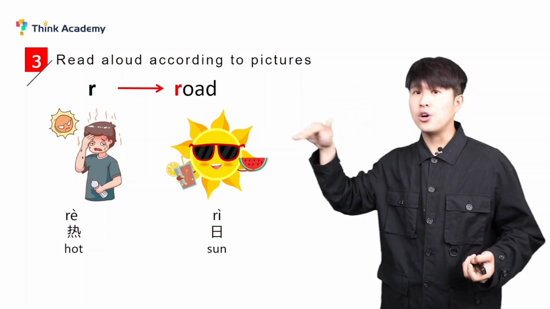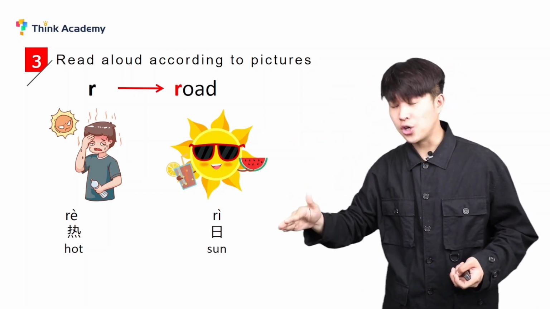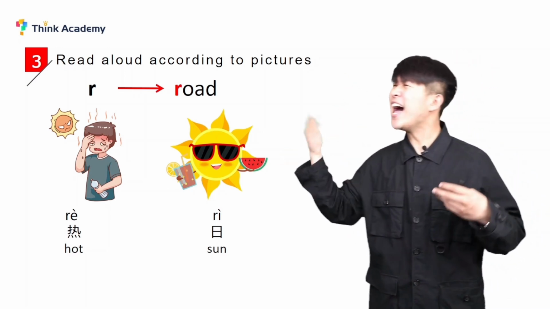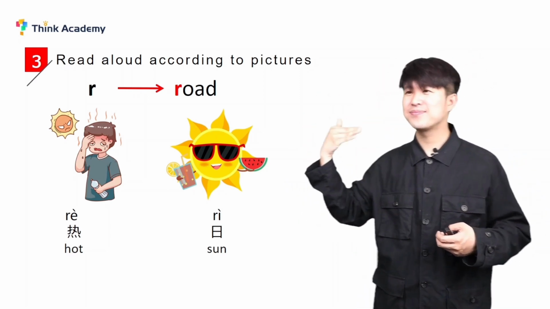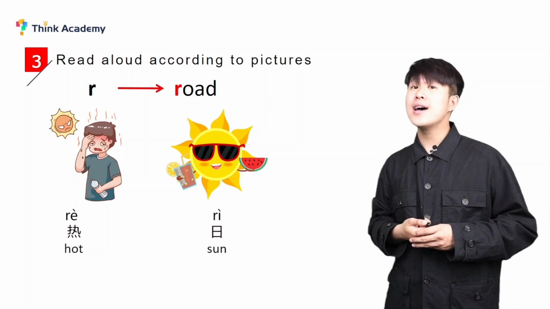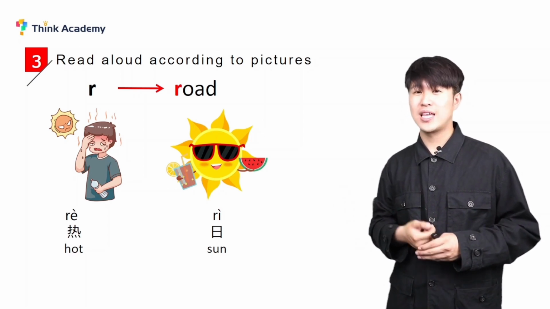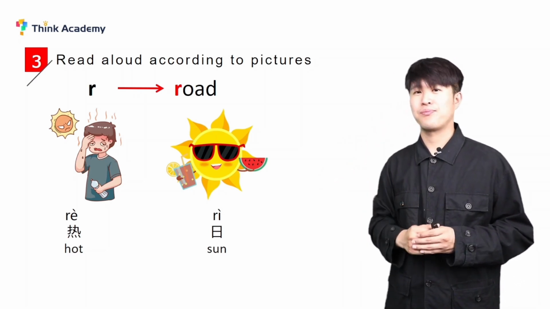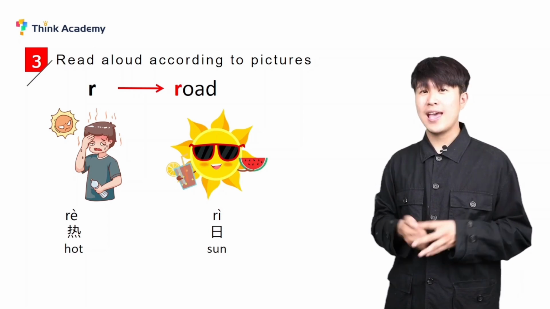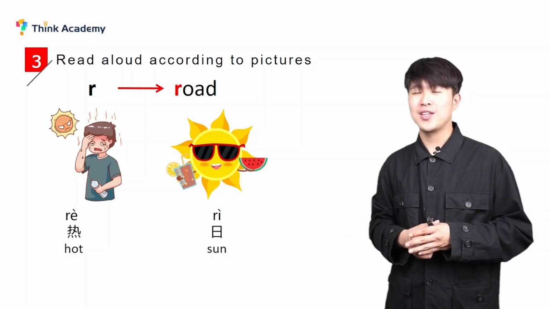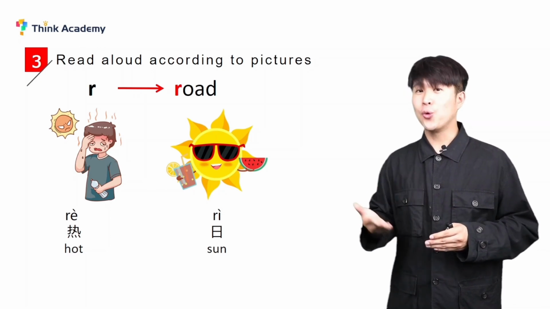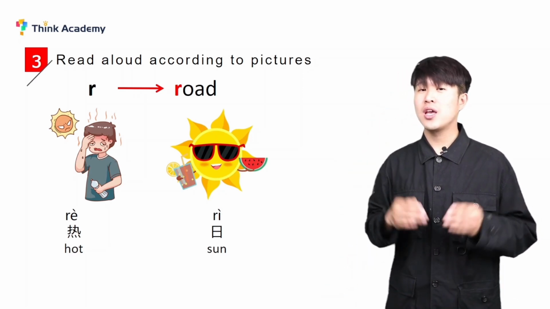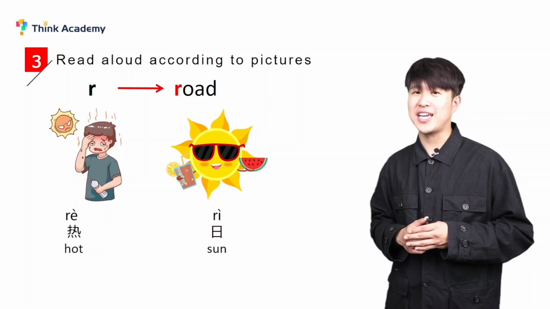Hot, 热. It's too hot here. 太热了. Second one. Sun in Mandarin. 日. Here comes a Chinese traditional poem to describe the sun. 锄禾日当午，汗滴禾下土。That means the farmer who works so hard every day.